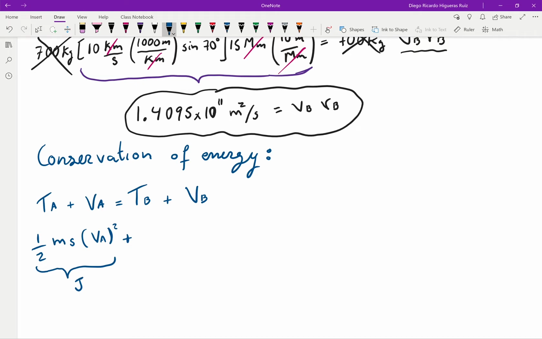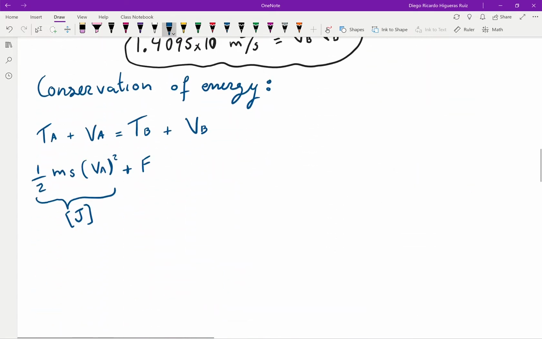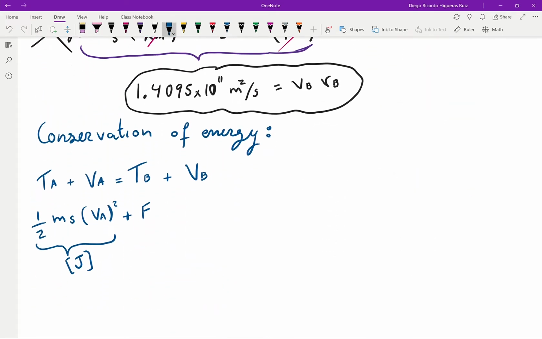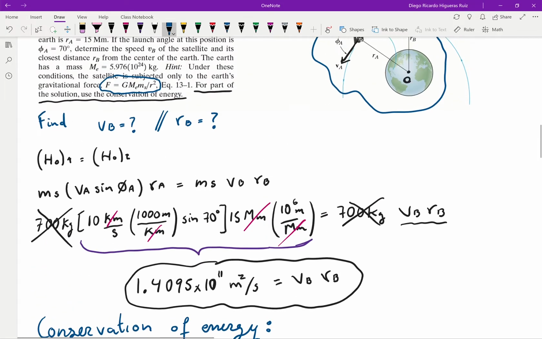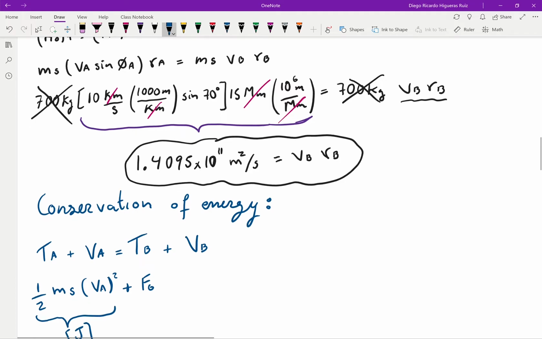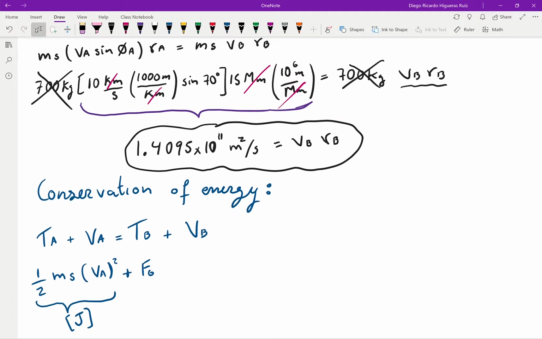Okay, but remember, I know that my kinetic energy is in joules. What I'm given here is a force that I'm going to call Fg, just to make sure I'm talking about the gravitational force, and I need to multiply this gravitational force by R, in this case RA. Then we're going to keep solving.